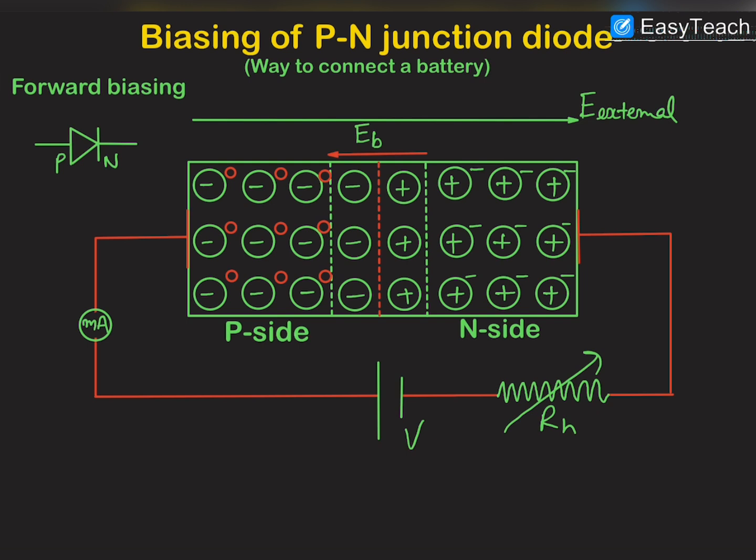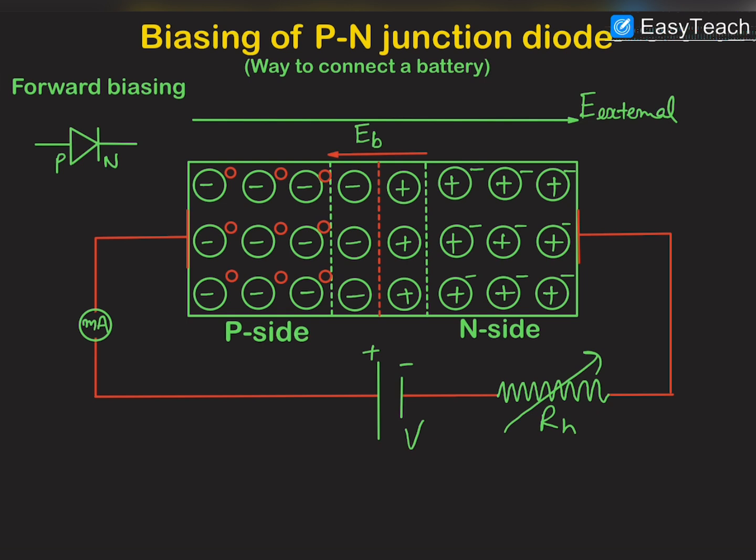So first of all, let us discuss the forward biasing. In forward biasing, we will be connecting the P side of the diode to the positive terminal of the battery and the N side of the diode to the negative terminal of the battery. This type of biasing, in which P is connected to the positive and N is connected to the negative terminal, is called forward biasing.